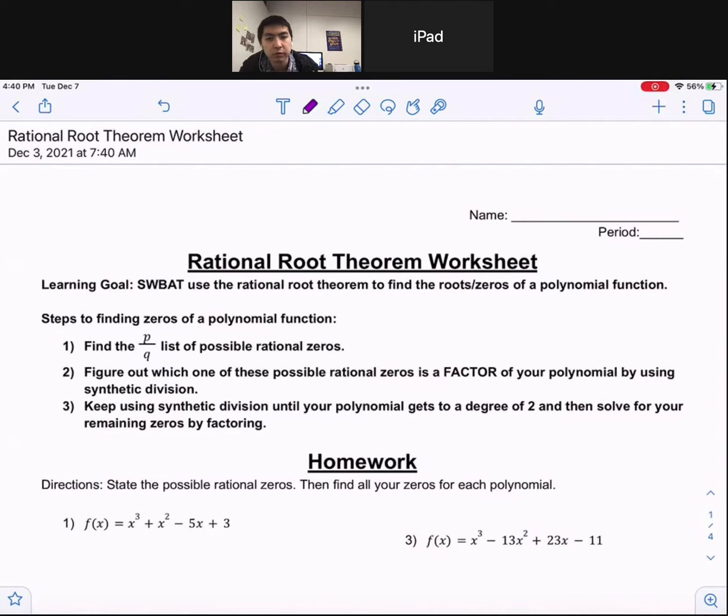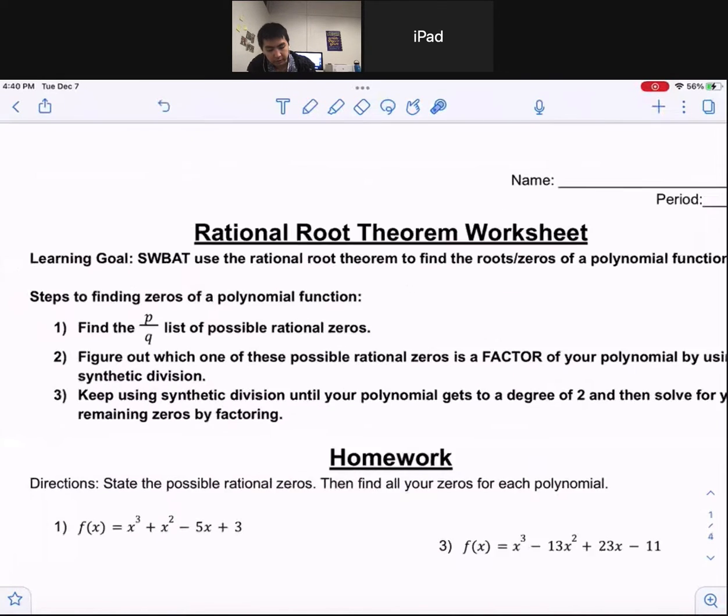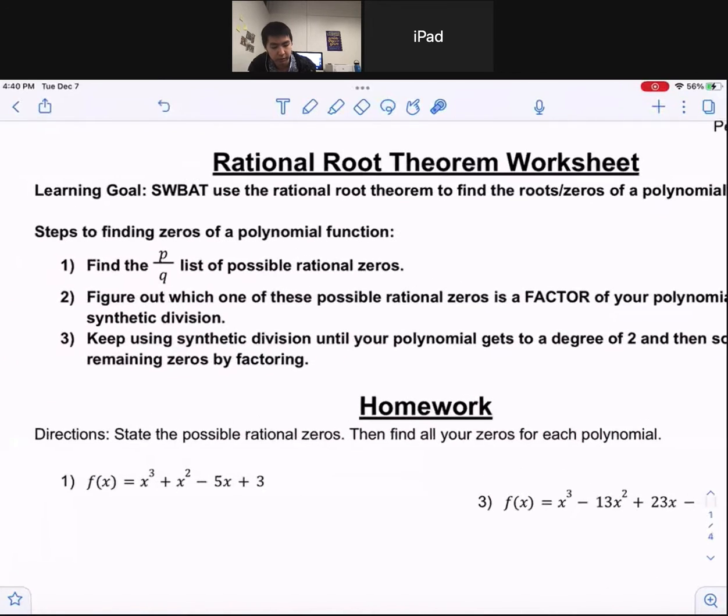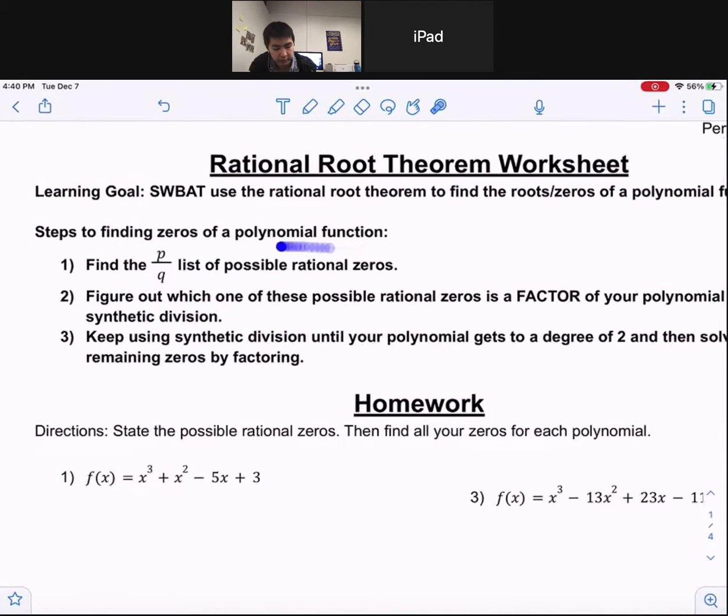Students will be able to use the rational root theorem to find the zeros of a polynomial function. Here are the steps on how you could solve for your polynomial functions and find your zeros. Step 1, find your list of P over Q of all your possible rational zeros.